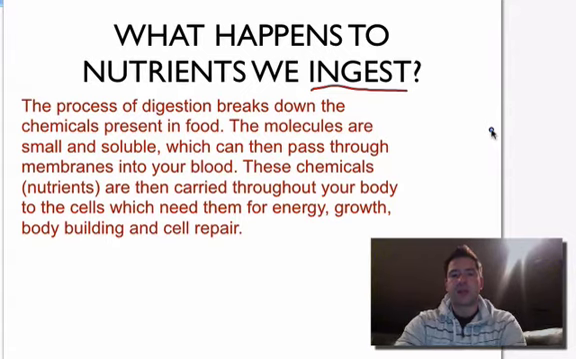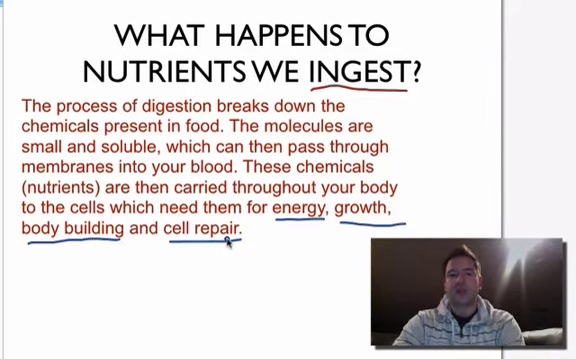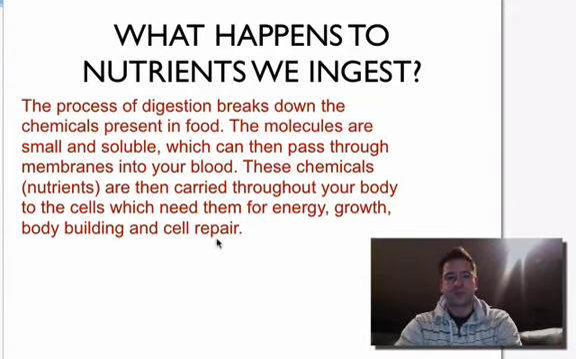If we look down here, the function of the nutrients in our bloodstream is to provide us with energy, to help us grow, to build our body, and to repair cells. So the nutrients that are transported into our bloodstream from our digestive system are sent to cells, and our cells can repair themselves, they can grow, and so on and so forth.